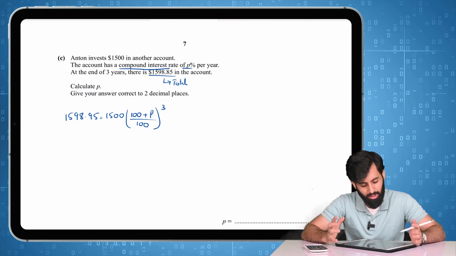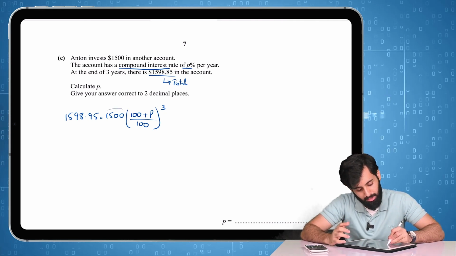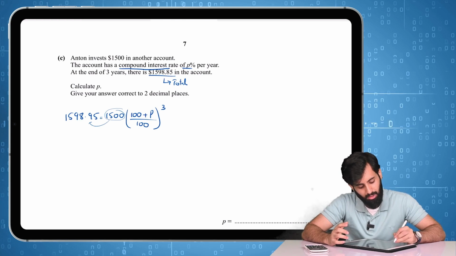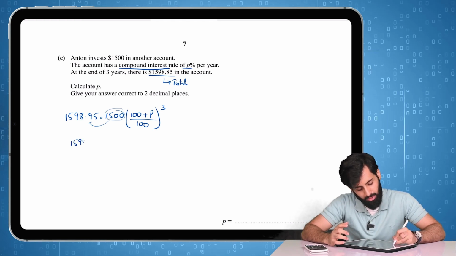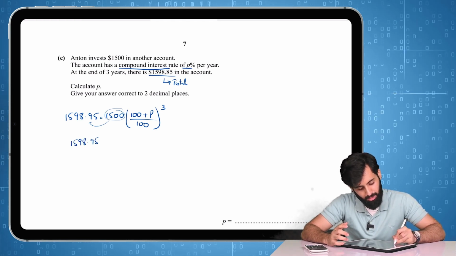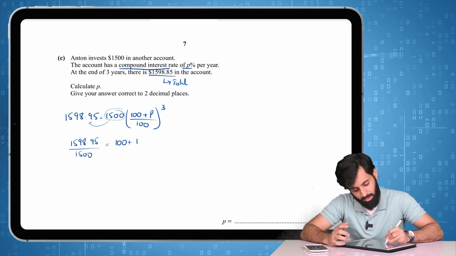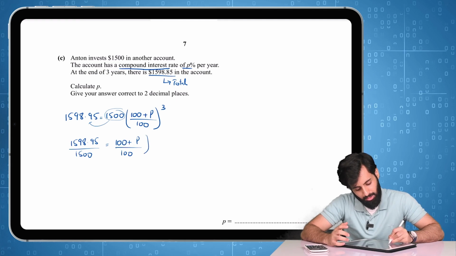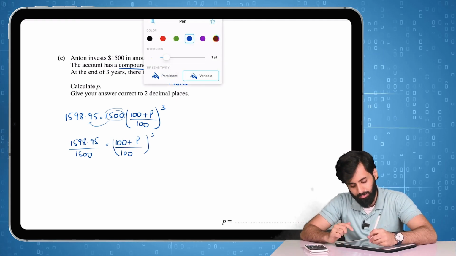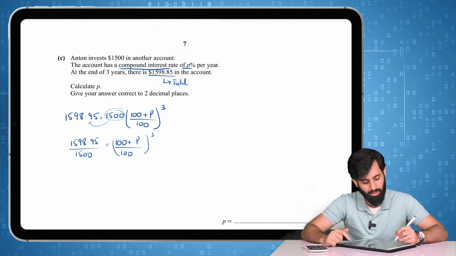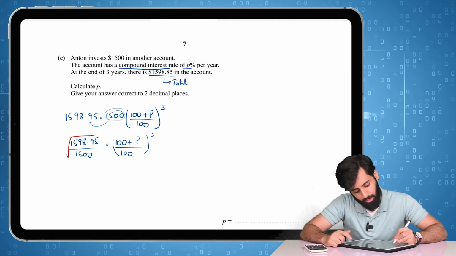Okay, so this requires a lot of calculations. The first thing I need to do is take this 1500 on the left hand side, which means it's going to get divided: 1598.95 over 1500 is equal to (100 plus P) upon 100 raised to the power of 3. So after I've done 1598.95 over 1500, I need to take the cube root on both sides.